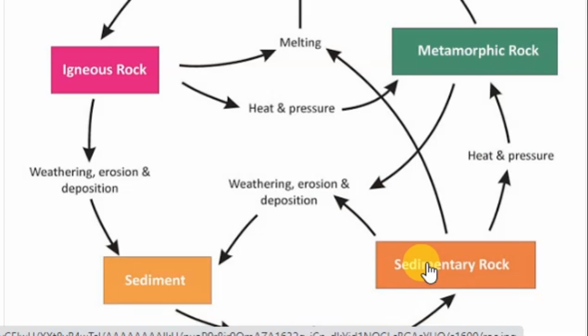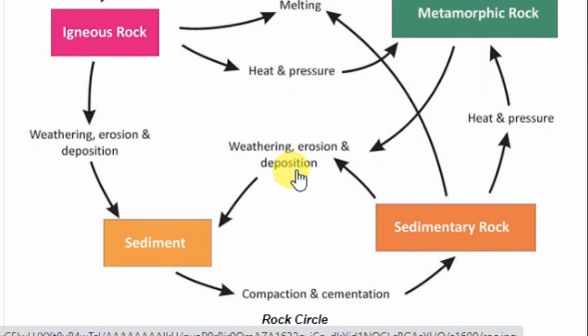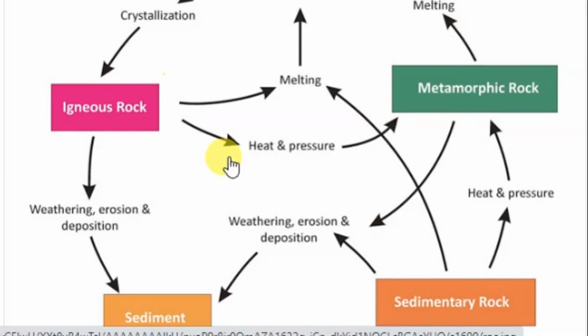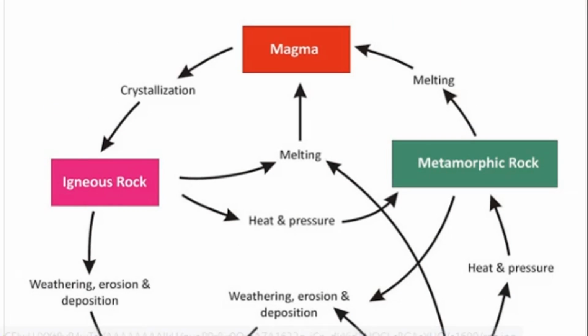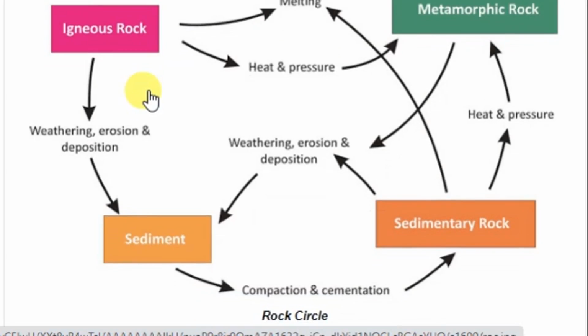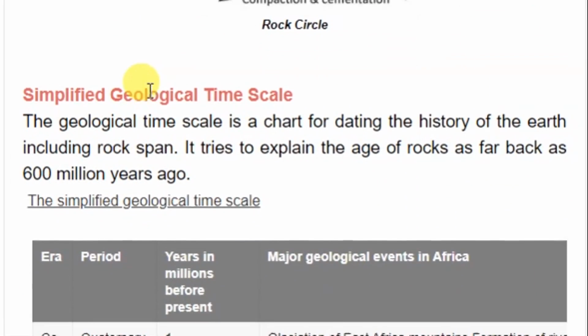Sedimentary rock formation involves weathering and erosion, followed by compaction and cementation of the sediments. Igneous rock formation starts with melting of any of these three types of rock, forming magma, and after forming magma, it then undergoes crystallization to form igneous rock. So this is what we can call the rock cycle.